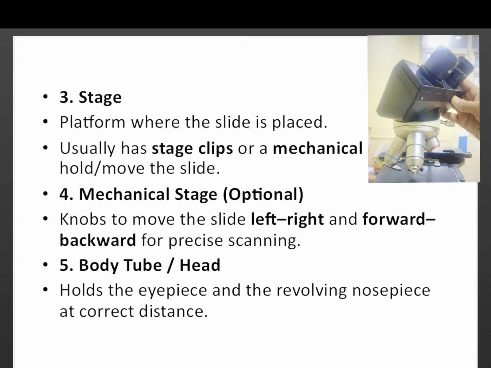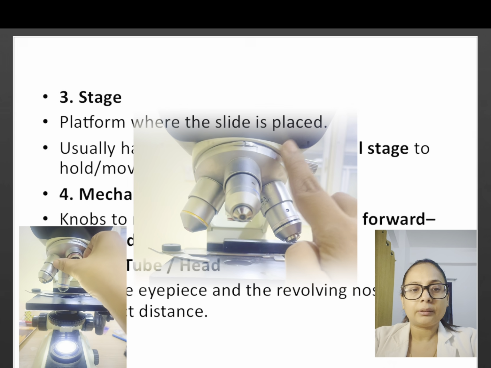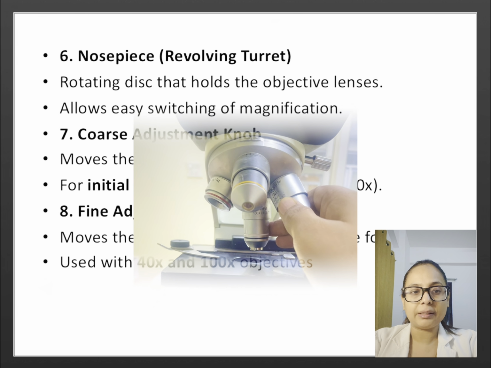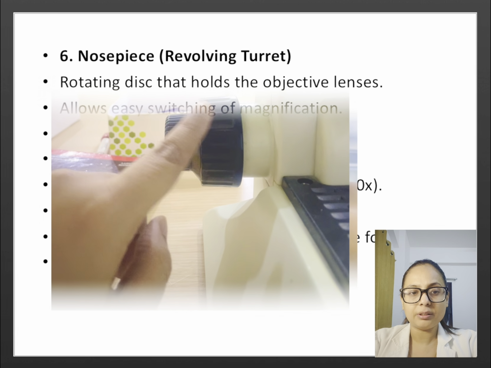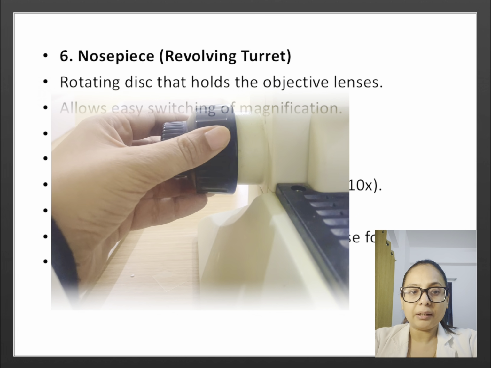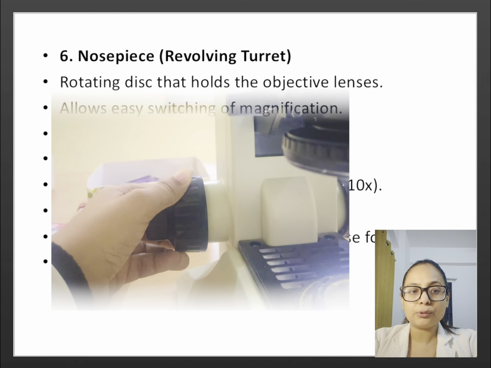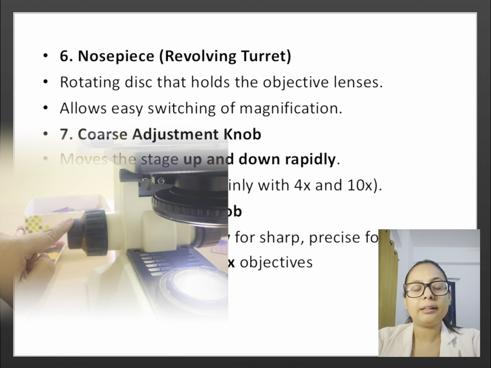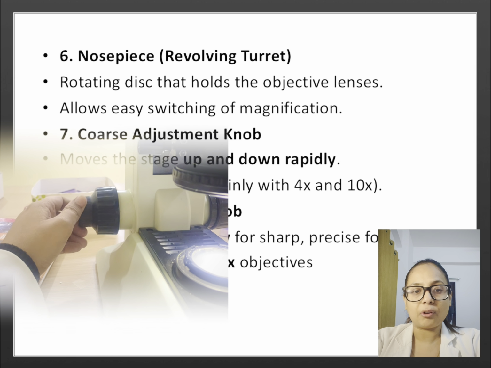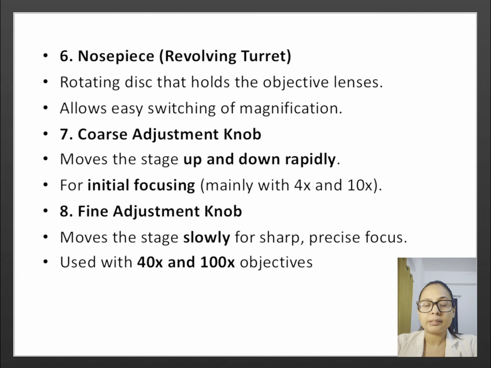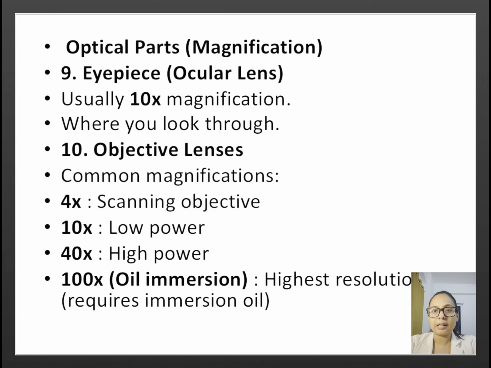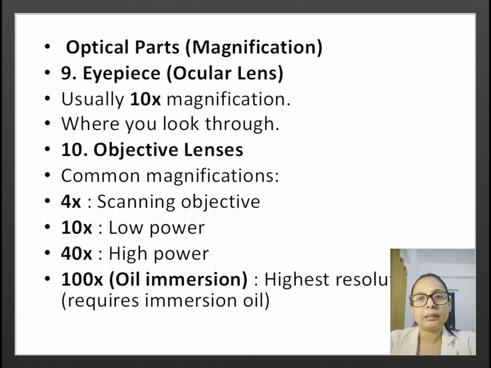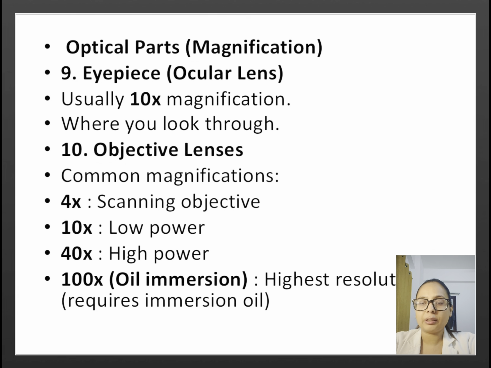The head holds the eyepiece and revolving nosepiece at a correct distance. The nosepiece holds the objective lenses and allows easy change in magnification. The knobs: the bigger one is the coarse adjustment knob, which is used for initial focusing, mainly with 4x and 10x objectives. And then the smaller one is the fine adjustment knob, which is used for precise focusing, especially when 40x and 100x objectives are used. This distinction is commonly asked in viva. Also remember, when you are making coarse adjustment using the bigger knob, you can see the stage moving upward and downward.